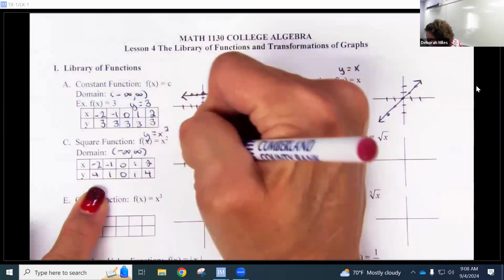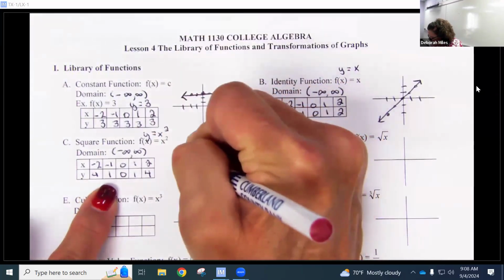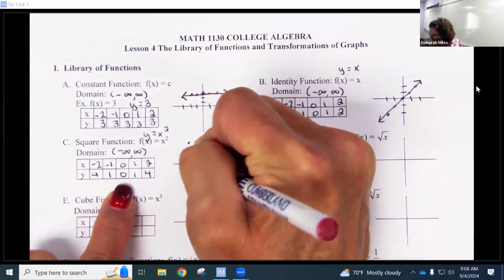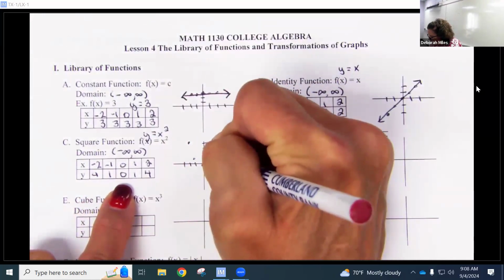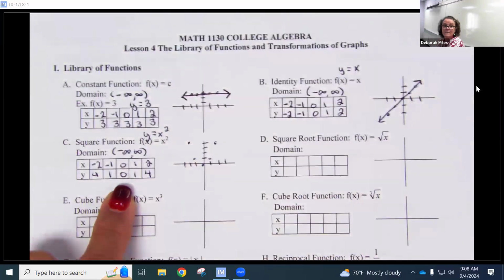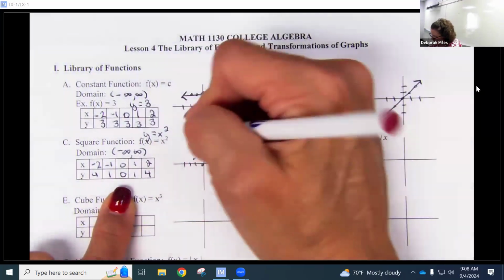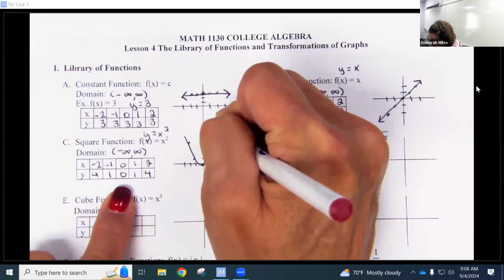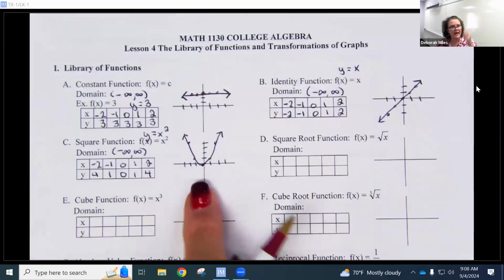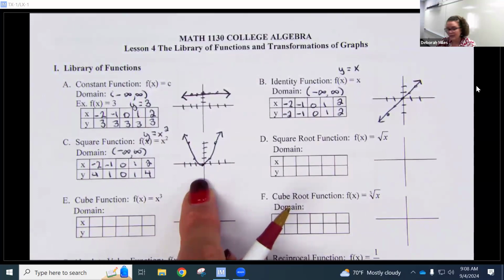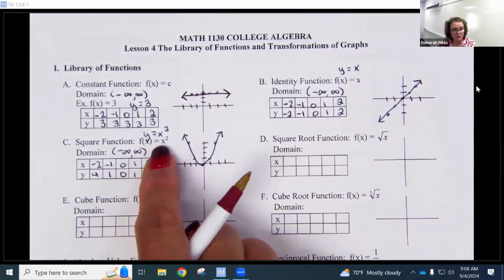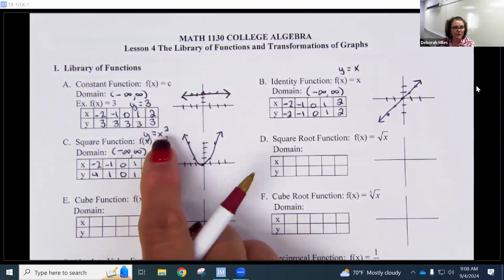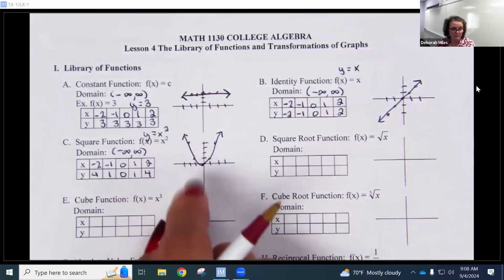These ordered pairs: -2, 4; -1, 1; 0, 0; 1, 1; 2, 4. That's a nice smooth U-shaped curve. And you may remember that the name of that nice U-shaped curve is a parabola. We'll be graphing parabolas in more detail later, but for right now, I'm just going to say this is a quadratic or second degree function, and the graph of a quadratic function is a parabola.